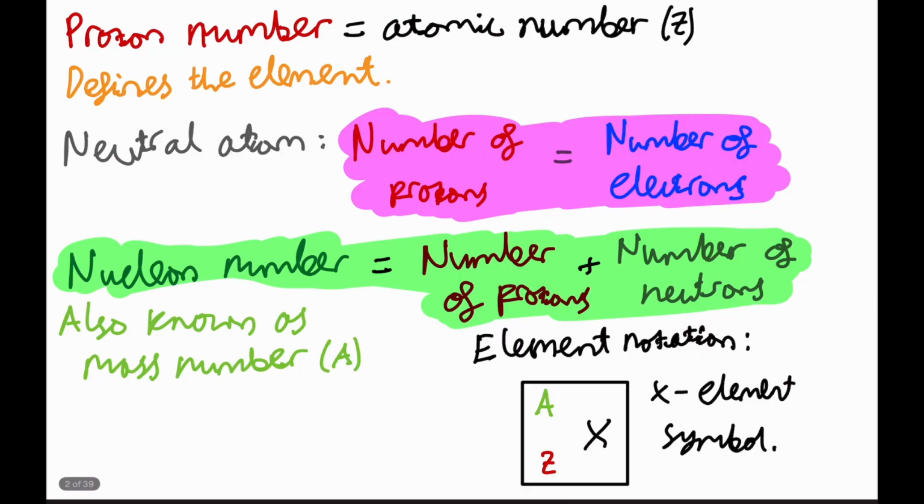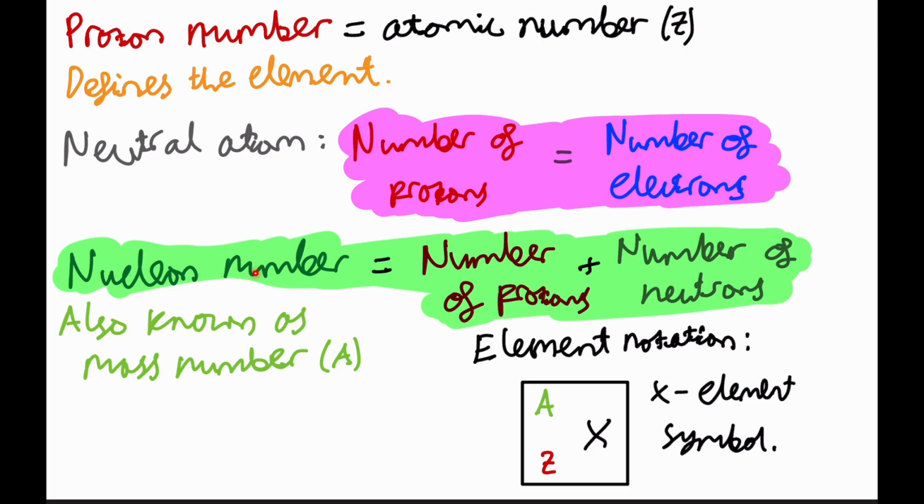And the proton number is the same as the atomic number. So when they say the atomic number of an element or atom, they're basically referencing the proton number. And this defines what type of element the atom is. And if the atom is a neutral atom, then the number of protons is equal to the number of electrons. So the charge cancels out because you have the positive charges from the protons and the negative charges from the electrons. If they're equal, they should cancel out.